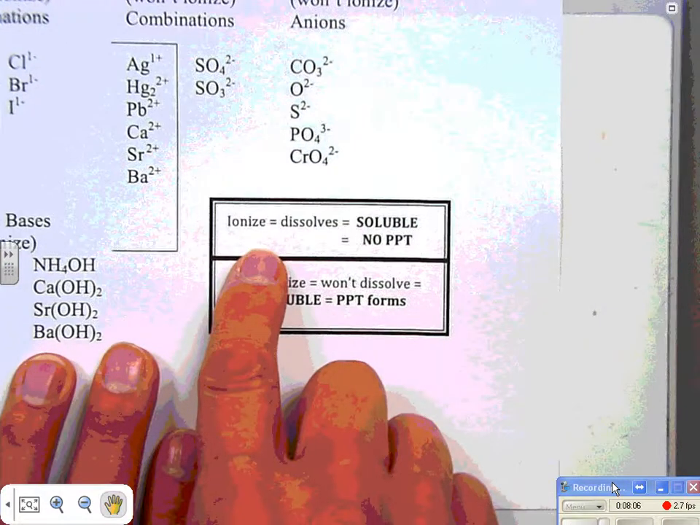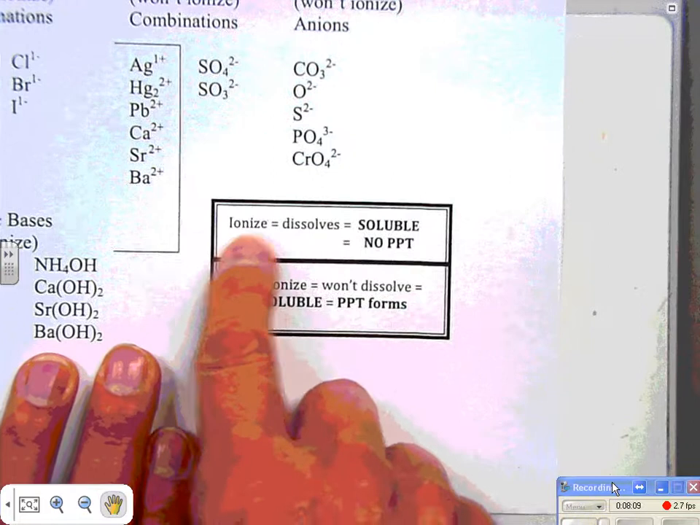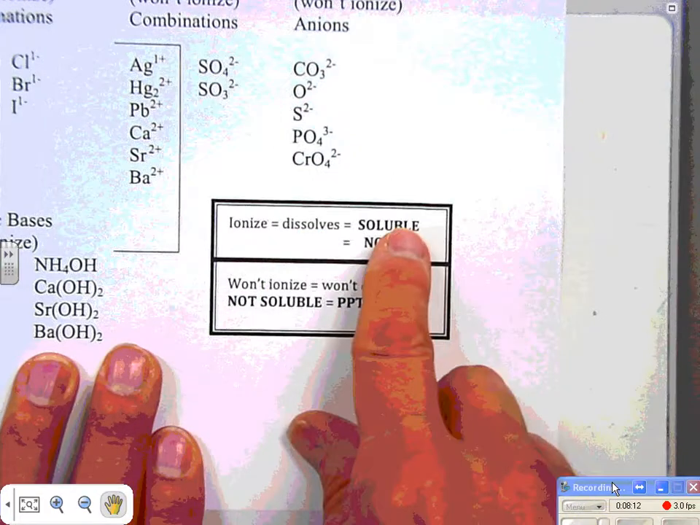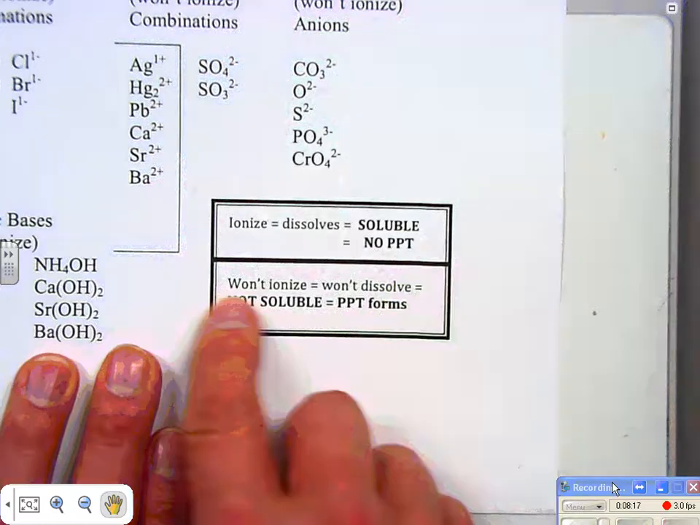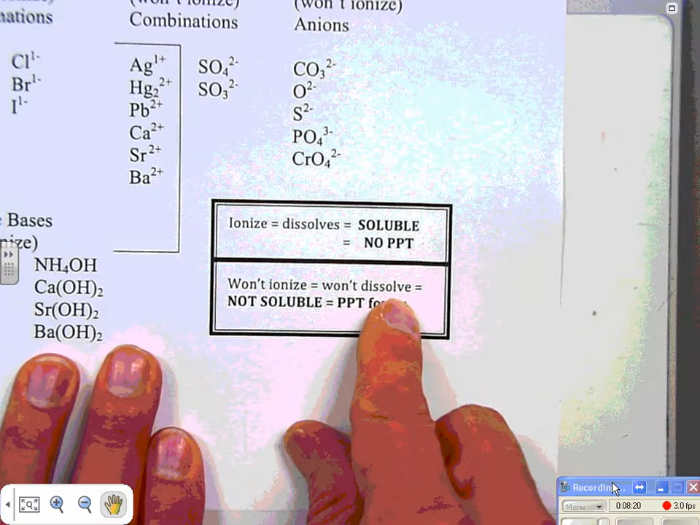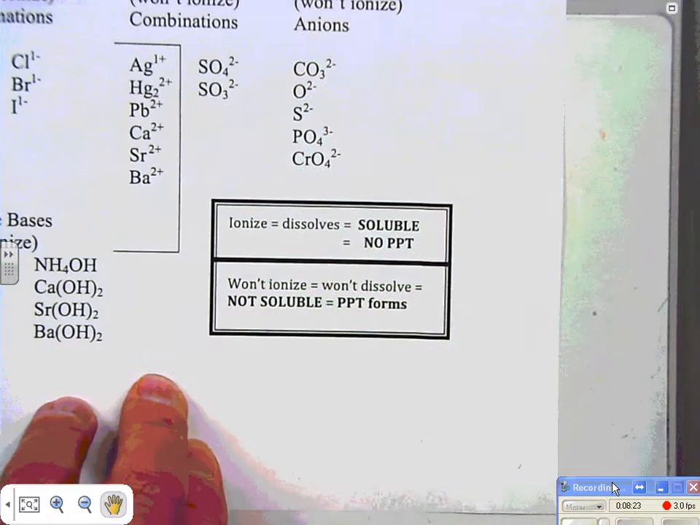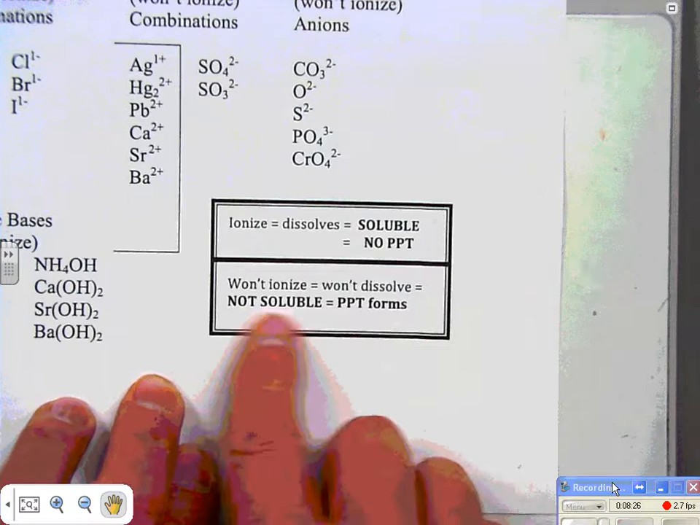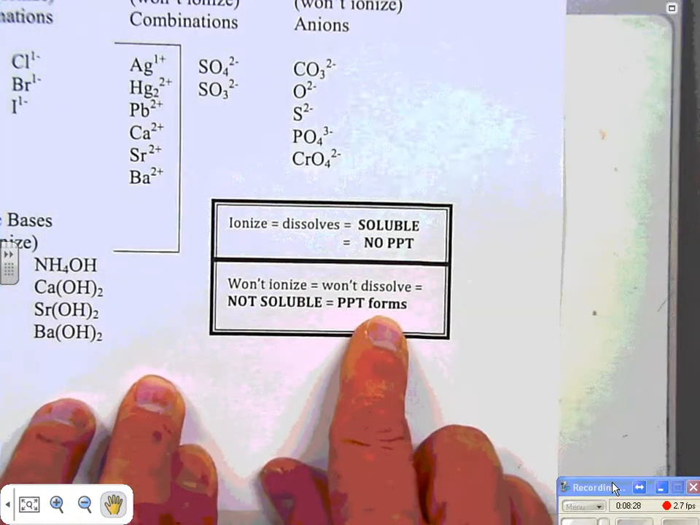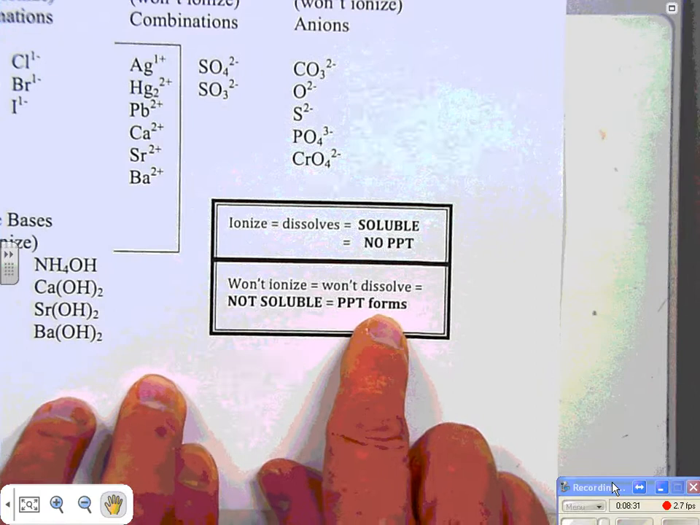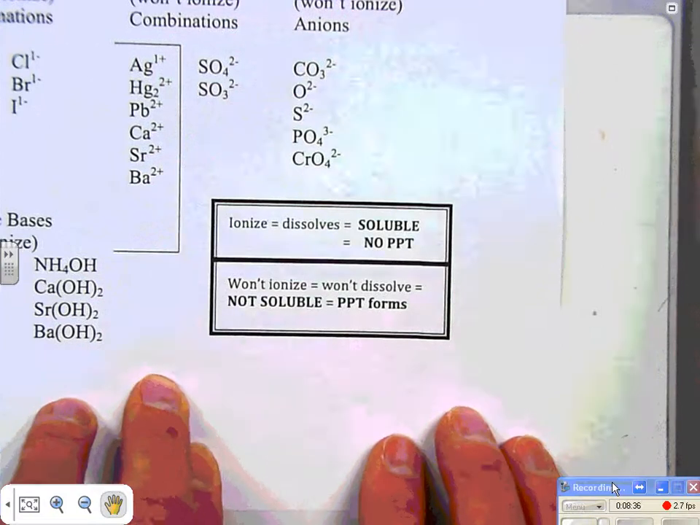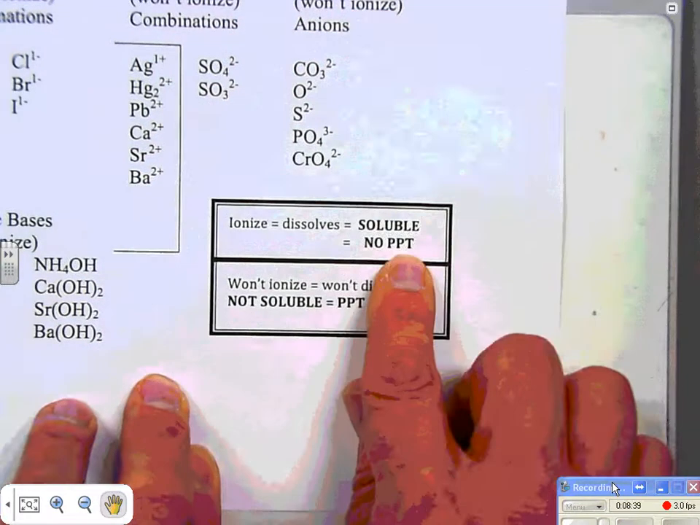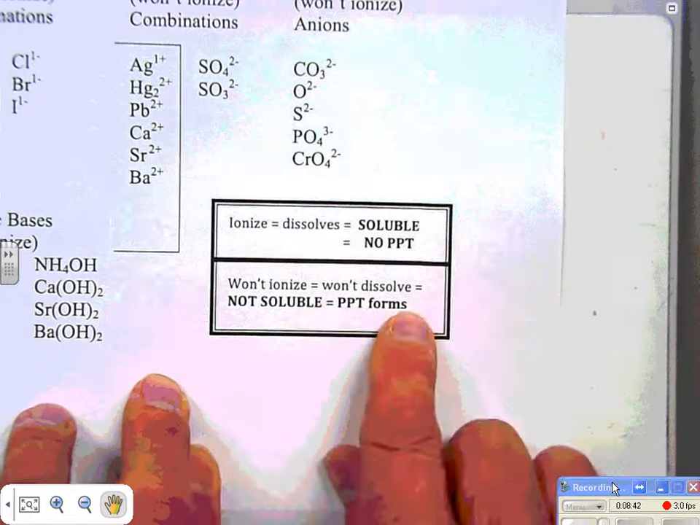And look at this box down here. This will also help you. We didn't look at that earlier. Ionize means it dissolves, which means it's soluble, and there is no precipitate. If it won't ionize, that means it won't dissolve in the water, which means it's going to go to the bottom. So if it's not soluble, a precipitate will form. Be careful about soluble and not soluble. Make sure you don't mix those up with precipitate, because they're inverse. If it's soluble, it won't form a precipitate. If it's not soluble, it will form a precipitate.